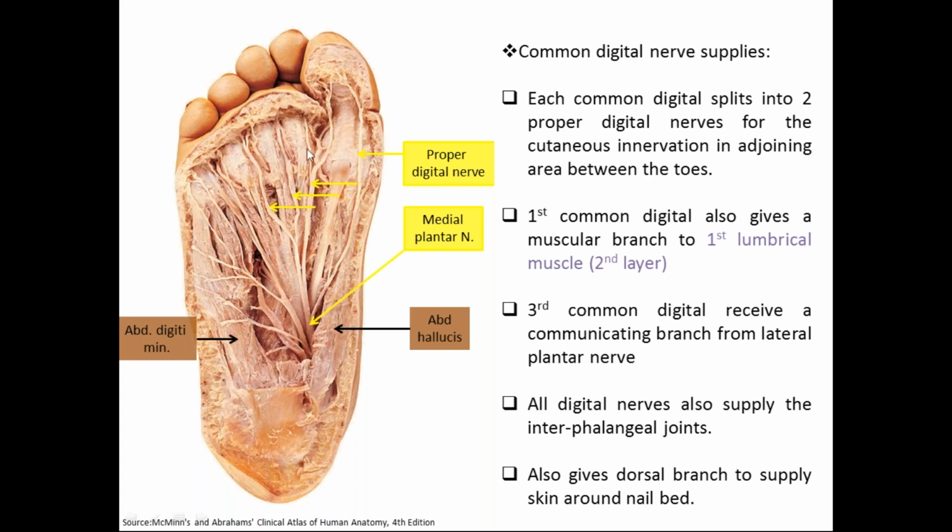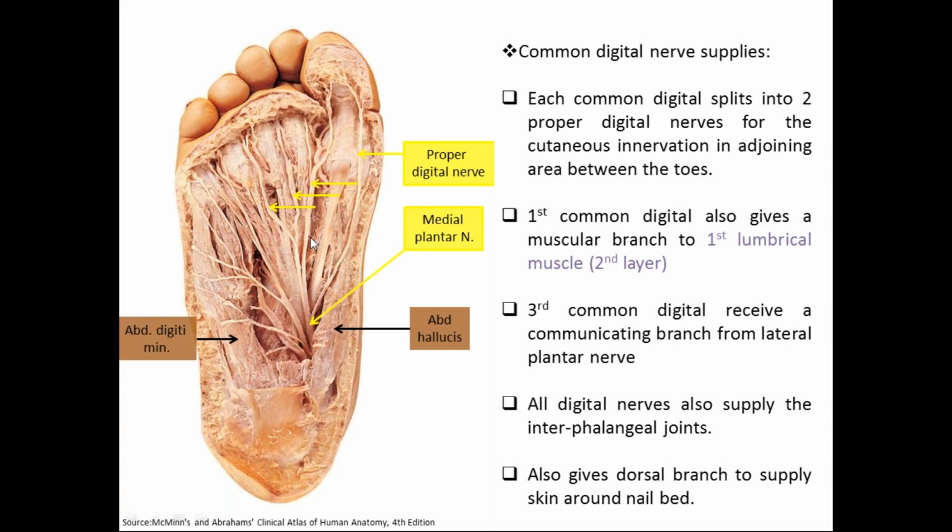So these proper digital nerves, which are coming from this common digital nerve, are going to innervate the area adjoining between these two toes, right? So each common digital, like 1, 2, 3, is going to divide into the proper digital nerves, and they give the cutaneous innervation in the adjoining area between the toes. The first one is going to innervate between the first and second toe. The second one is between the second and third, and the third one is between the third and fourth toe.